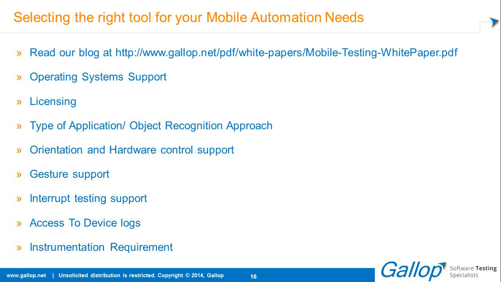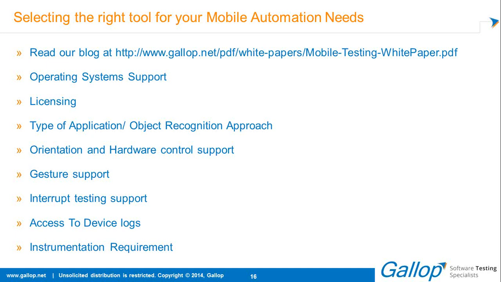Also, the type of application and the object recognition approach plays a key role here. So if you're looking at automating a responsive website, you can consider any of the open source automation tools. But if you're considering native automation which has a lot of images and fancy stuff, then you would like to consider a tool that has a combination of native recognition and image recognition to combine all of your advantages and then automate your applications. Also, some of the device automation tools support orientation and hardware control on the devices. Most of the commercial tools do.